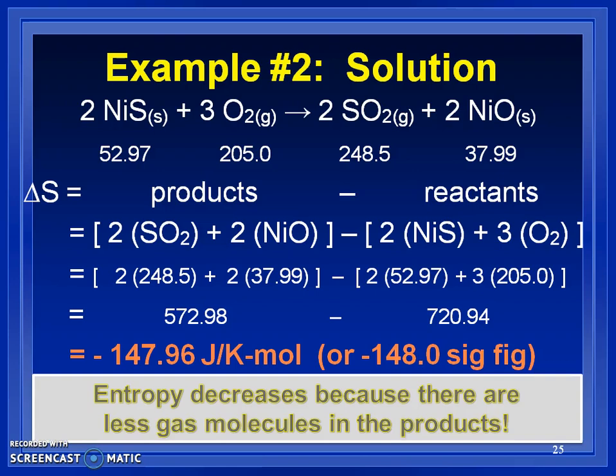And again, entropy is going to decrease. Let's look here again. We have a solid here and a solid here. So we have 2 solids and 2 solids, so we're going to cancel that out. But we have 3 gas versus 2 gas, and that's where the entropy decreases. Or you could also say that the order, right, it's becoming more ordered, and that's why entropy is decreasing.